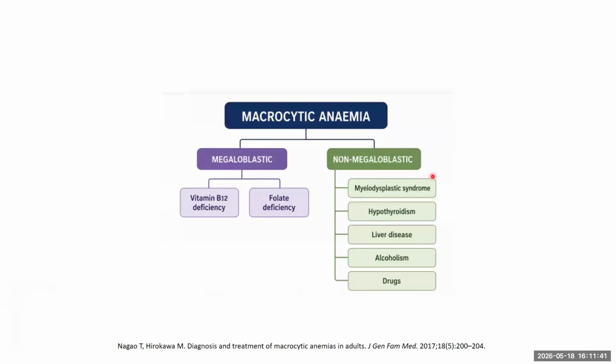At this point, I want you to have the following differentials in mind as these are the most common causes of macrocytic anemia. Could it be a megaloblastic anemia due to vitamin B12 or folate deficiency? Or could it be due to a non-megaloblastic process, such as myelodysplastic syndrome, hypothyroidism, liver disease, or due to drugs or alcoholism, which the patient did not report any components thereof.